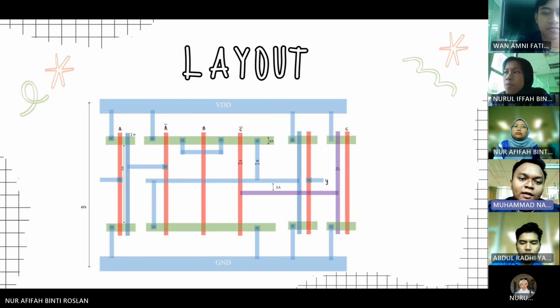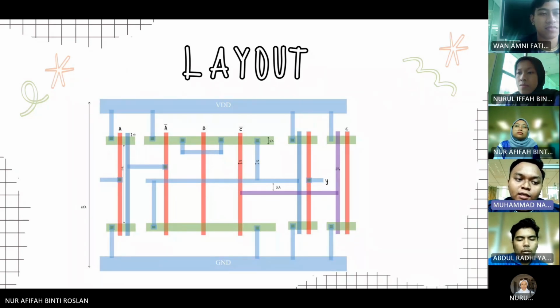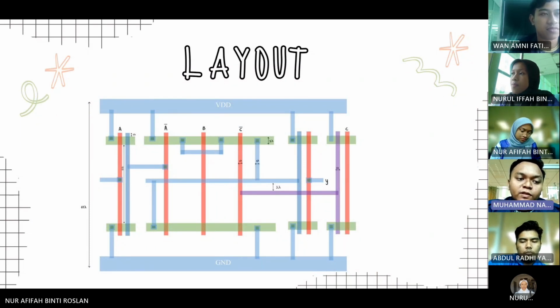Next is the layout part. The green color represents active. The red color is for polysilicon. GND and VDD are blue. The purple color stands for metal 2. The length from VDD to GND is 40 lambda. The length from active PMOS to active NMOS is 12 lambda. The active length is 3 lambda. The length from active to excess PMOS is 2 lambda. The width of polysilicon is 2 lambda. The width of metal 1 and metal 2 is 4 lambda. And the last one, the gap from metal 1 to metal 2, is 3 lambda.